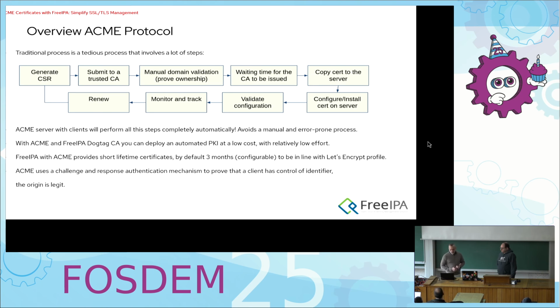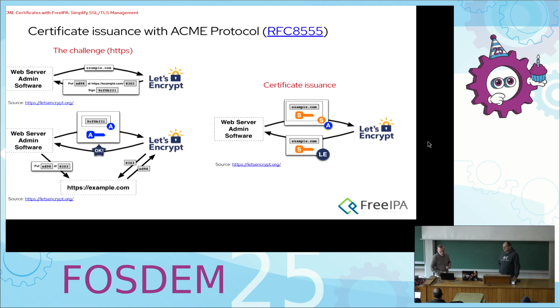With ACME and FreeIPA CA, you can deploy an automated PKI with low cost and very little effort. FreeIPA with ACME is providing short lifetime certificates that by default are 3 months, but are configurable. And this is to be in line with the free open source Let's Encrypt profile. And ACME is using a challenge and response authentication mechanism to prove that the client has the ownership of the domain. This can be done via provision of an HTTP resource on the origin or via creation of a DNS record. This is to prove that the origin is legit. Now Jose Angel will continue with the overview of the protocol.